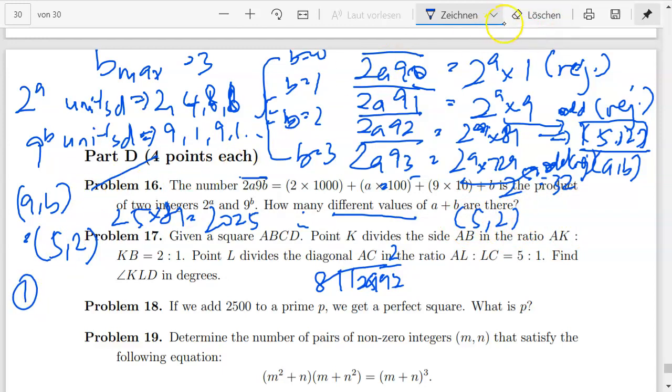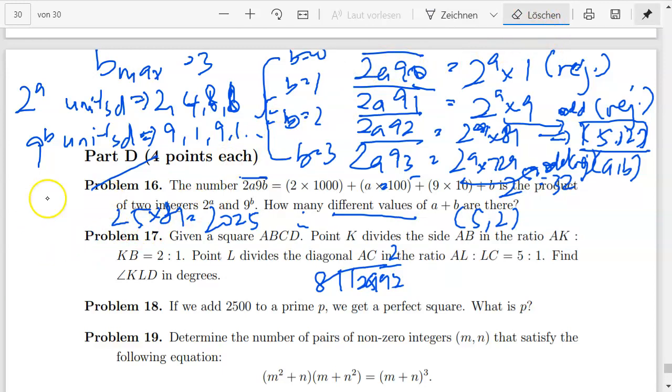So yeah, I need to erase some things because I need to jot down all the answers over here. Okay, so our answer to problem 16 will be 1.